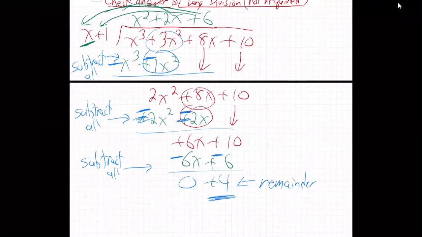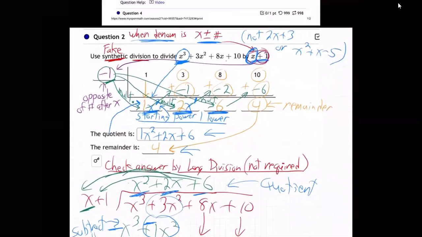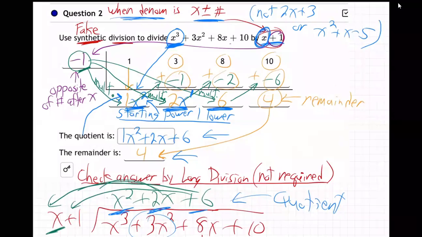The remainder is 4. And here's the quotient, which is x squared plus 2x plus 6. Same answer. X squared plus 2x plus 6 quotient, remainder 4. So that's what we're doing with synthetic division. It's fake division. It's quick, easy division.